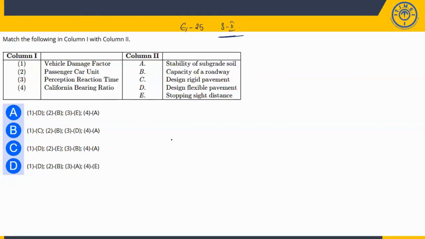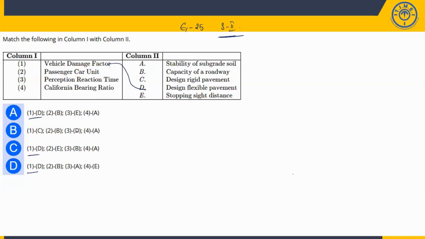Yes, very good, my dear students. Option A is the answer you had chosen. Vehicle damage factor. First, let me explain each and everything. Vehicle damage factor is related to design of flexible pavement. So one goes to D. We have it in three options.